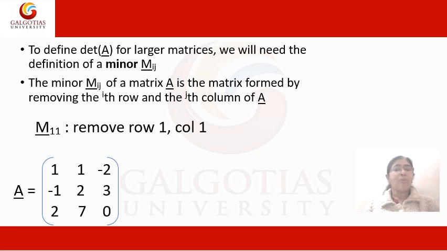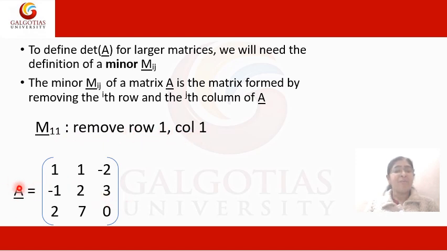Now, to find the determinant of A for large matrices, we will need the definition of minor Aij. The minor Aij of a matrix A is the matrix formed by removing the ith row and jth column of the matrix A. So how will you find a minor? By removing the ith row and jth column of the matrix A. For example, M11. What will be the minor M11? This will be: remove row 1 and column 1.